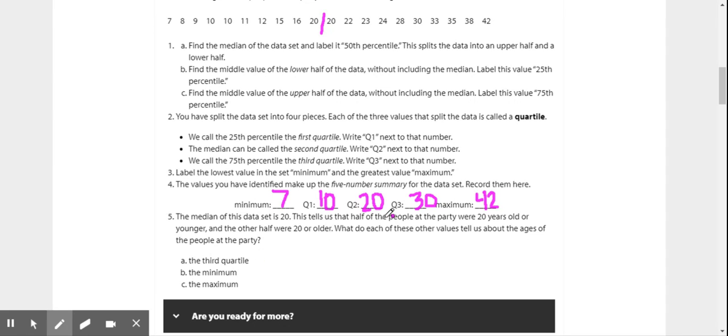Well, the third quartile here tells you that at 30, there was only a quarter of the people that were older than 30. That means that the rest of the people, 3/4 of the people, were less than 30 years old. The minimum was here. That means that was the youngest person at the party. And the maximum in this situation was 42. That was the oldest person at the party. So that's kind of how we want to see those scores and those values interpreted.